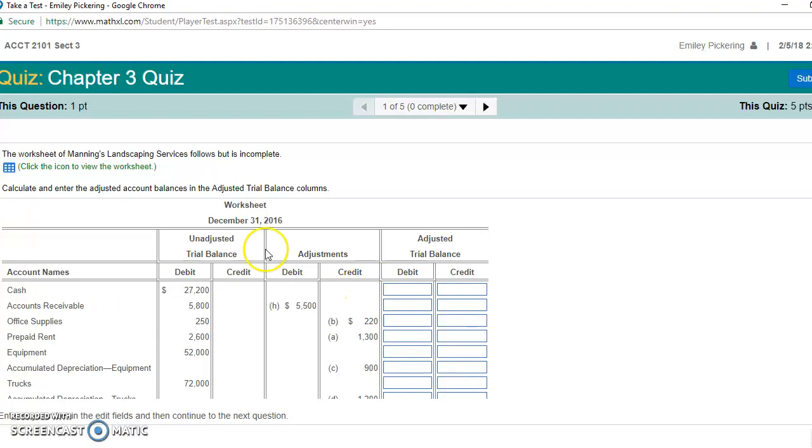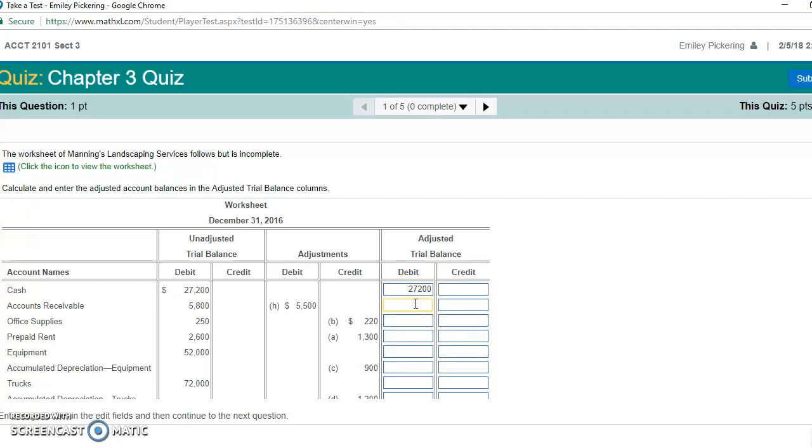So for the first one, what we're doing is we're taking the unadjusted balance and we've done our adjustments here. So we want to get our adjusted trial balance. So cash will never change in an adjustment. You will never have an adjusting journal entry that involves cash. So I'm just going to keep that.